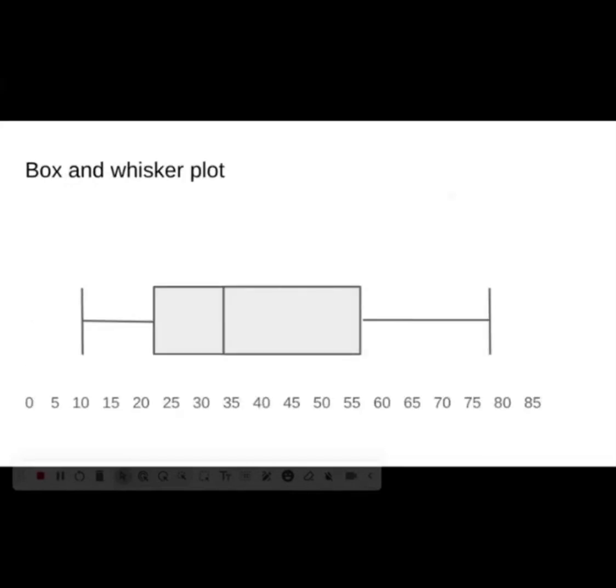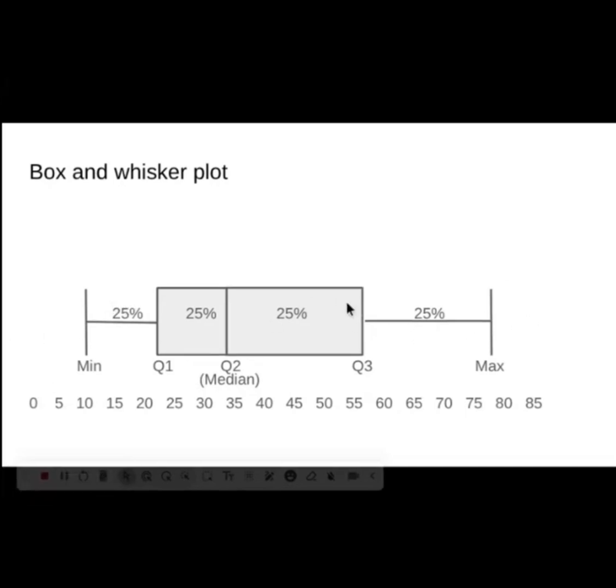One widely used method for displaying the spread of data is the box plot, or box and whisker plot. It's a graph that shows the min and max and 3 quartiles like this. The median is here. This is Q1. This is Q3. And the whiskers go out to the min and the max. So each 25% of data is in another section. A box plot can be horizontal, like the one here, or it can be vertical.